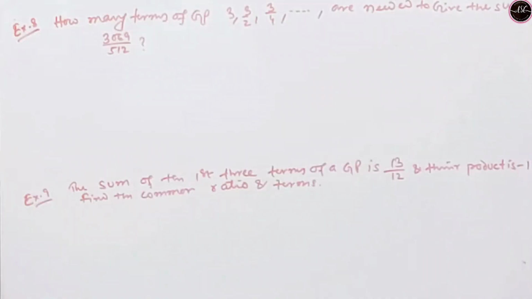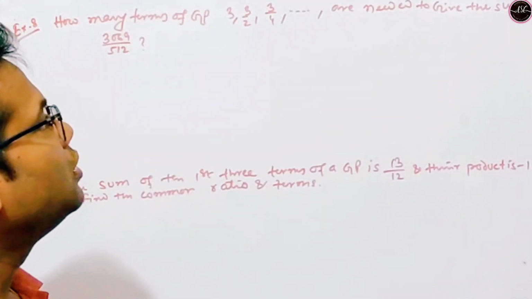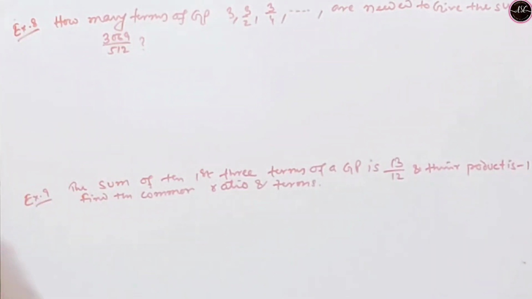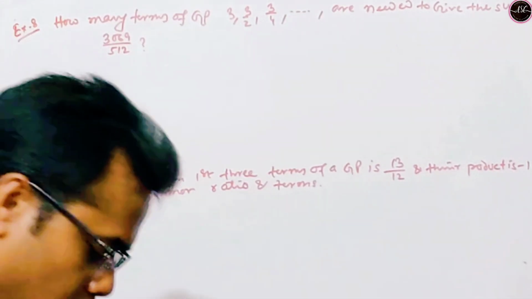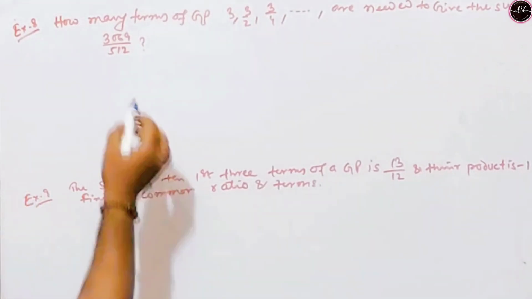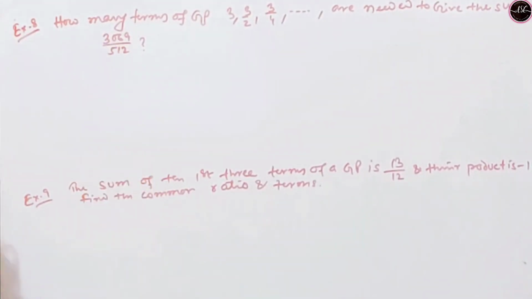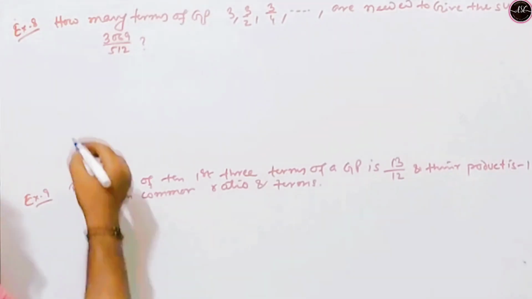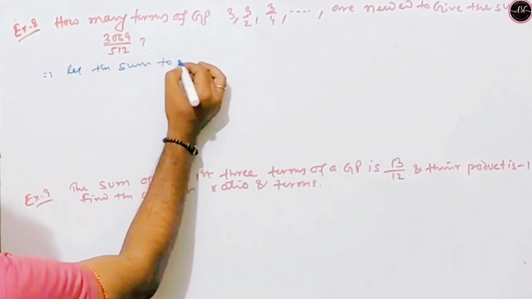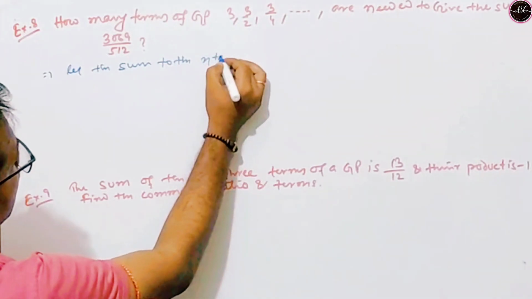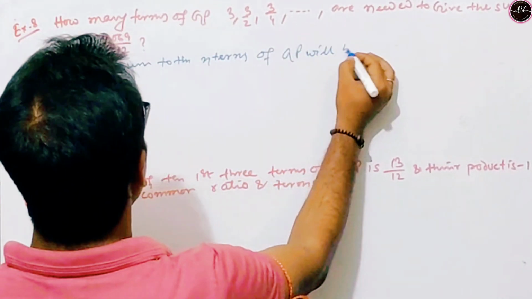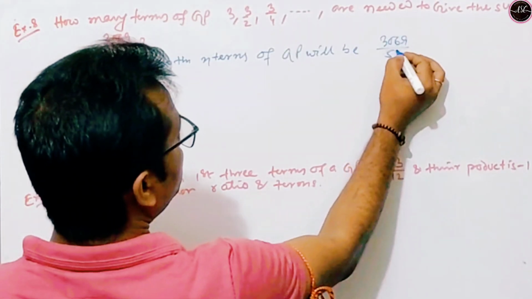Okay. Let's look at this question. How many terms of the GP 3, 3 by 2, 3 by 4 up to infinity are needed to give the sum 3069 divided by 512? So let us assume there are n terms. The sum of n terms is 3069 divided by 512. So let the sum to the n terms of the GP be 3069 divided by 512.